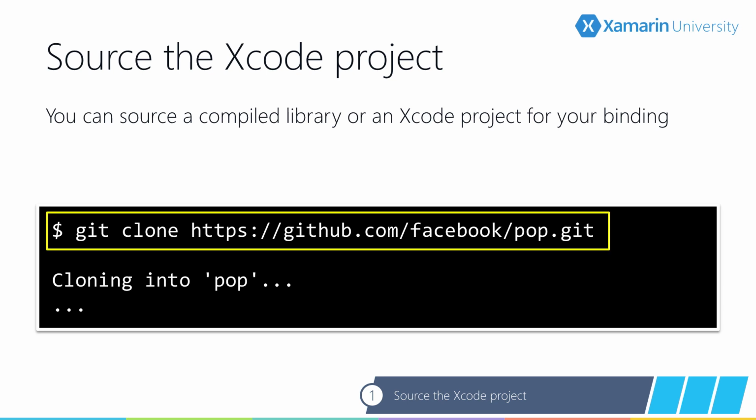In this example, we're going to look at the steps to bind the same Facebook Pop library that we spoke about earlier on today. As mentioned before, Pop is an extensible animation engine for iOS, tvOS, and OS X. And in this first step, we'll fetch the Xcode project from the Facebook GitHub repository. And once done, we're going to make sure that we change into that folder that was created.